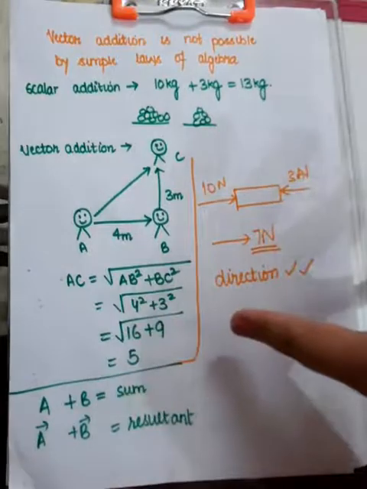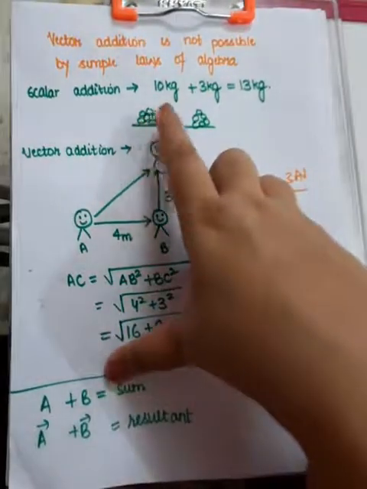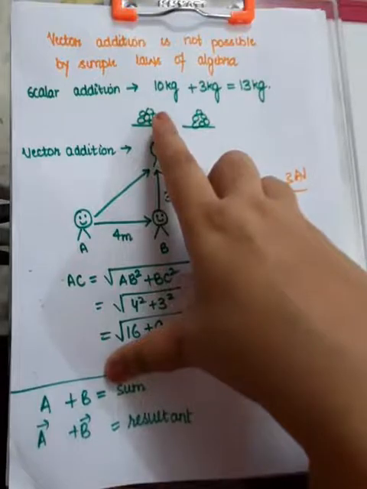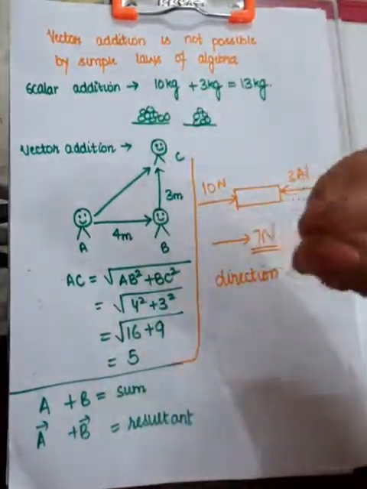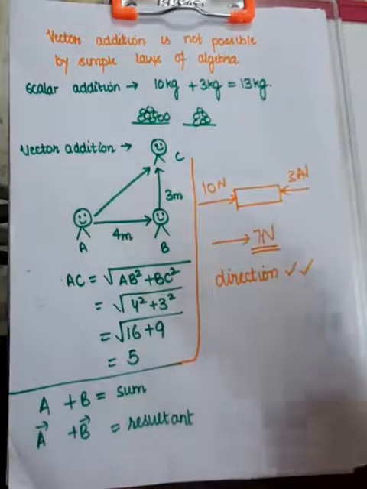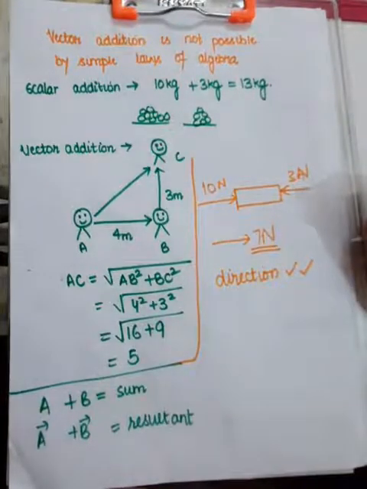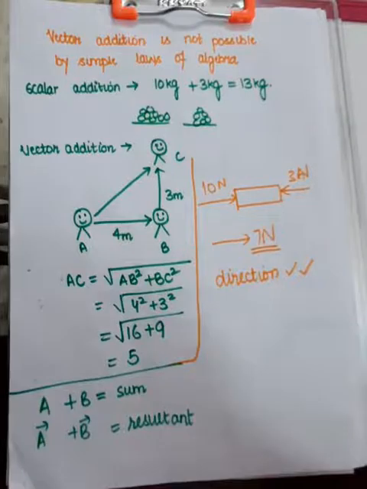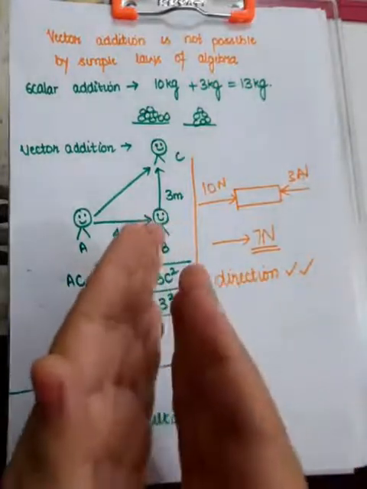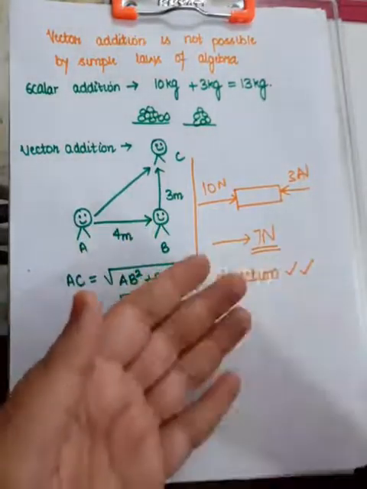Suppose there is a sack which is right now having 10 kgs of potatoes. If you keep 3 kg more potatoes in the same sack, what is going to happen? It will now have 13 kgs of potatoes. There's no doubt about that. So basically, this was dealing with mass, one scalar quantity. That's why it got simply added. 10 kg plus 3 kg, 13 kg.